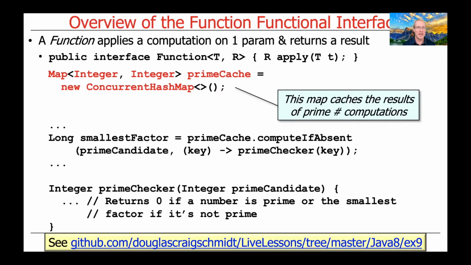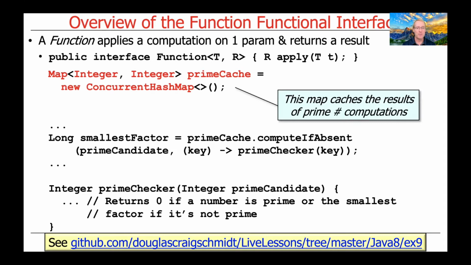This particular example will define a map that caches the results of prime number computations. As you can see here, this map, which we call primeCache, is a ConcurrentHashMap that maps Integer to Integer. The first integer, which is the key, will be the prime candidate, the number we're trying to determine if it's prime or not. And the second value is going to be the result of applying the prime number computation, which will either be 0 if it's a prime number, or it'll be greater than 0 and be the smallest factor if it's not a prime number.